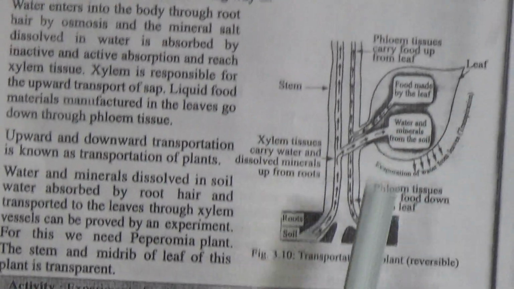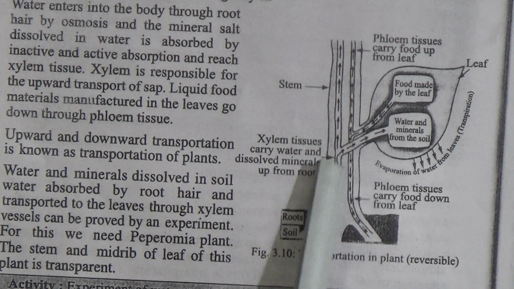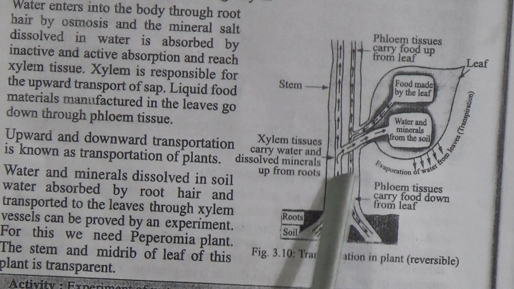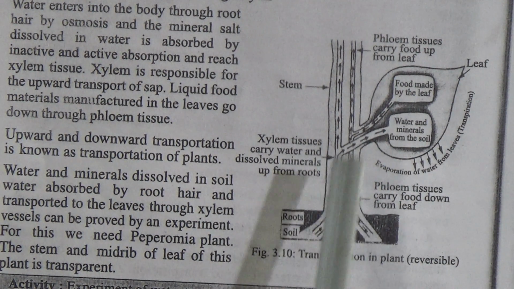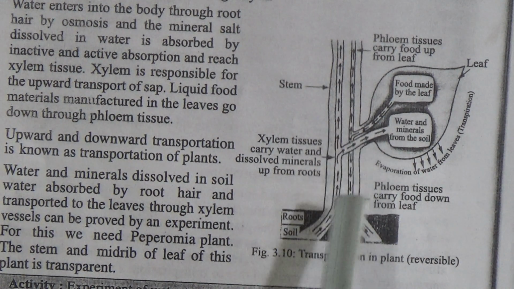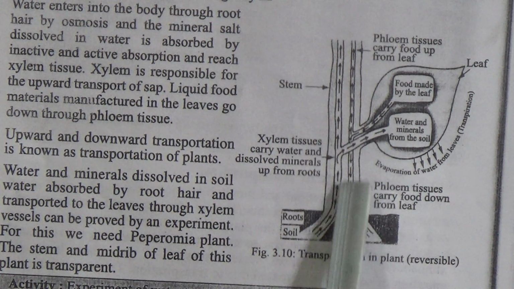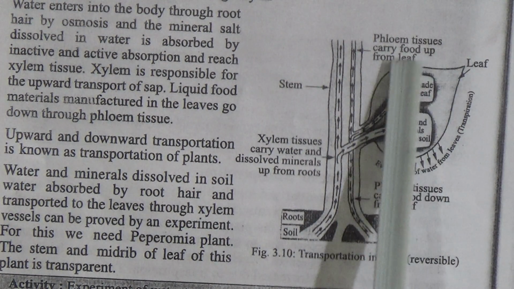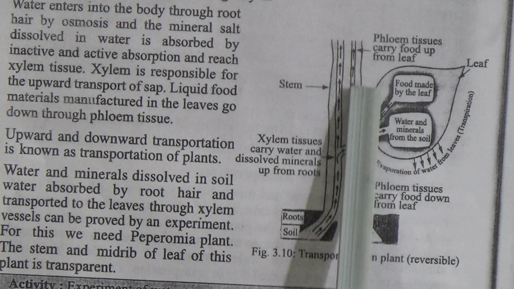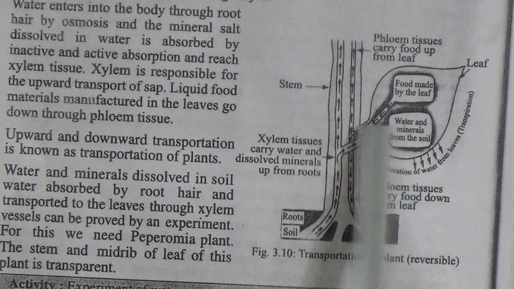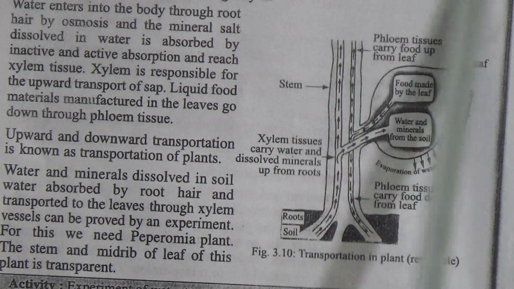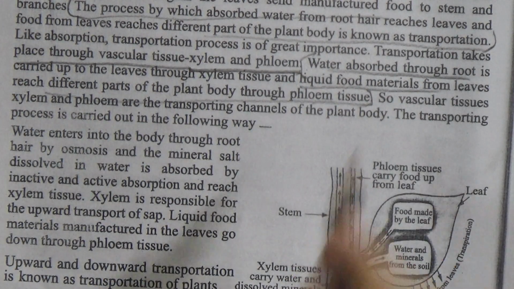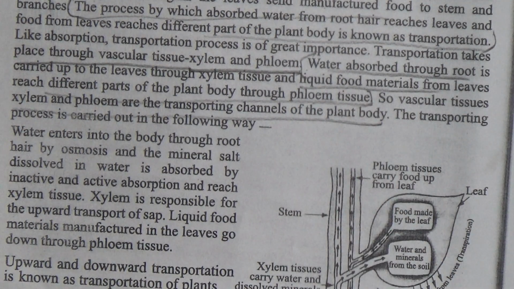By following this figure, the transportation in plants: see the function of xylem tissue. The xylem tissue carries water and dissolved mineral salts from the roots to the leaf, and the function of phloem tissue is to carry food from the leaf to the different parts of the plant's body. So, the vascular tissues xylem and phloem are the transporting channel of the plant body.